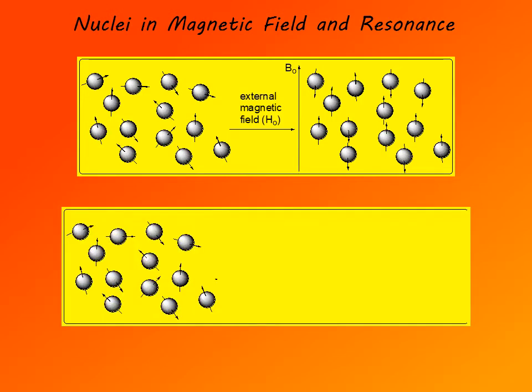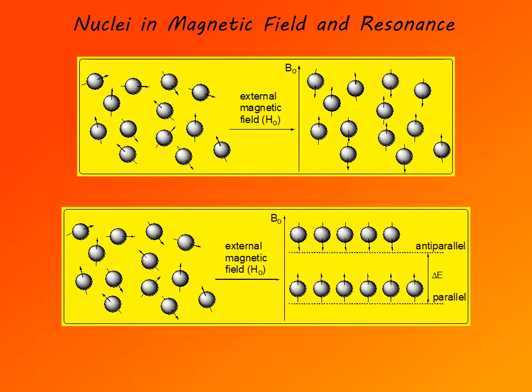And we can also represent that schematically like this, where initially nuclei have their magnetic vectors pointing in all directions at random, and then when an external magnetic field is applied, they orient themselves either parallel, which is the lower energy state, or anti-parallel, which is the higher energy state. And there is an energy gap. The energy gap between parallel and anti-parallel spin states is in the radio wave part of the electromagnetic spectrum.